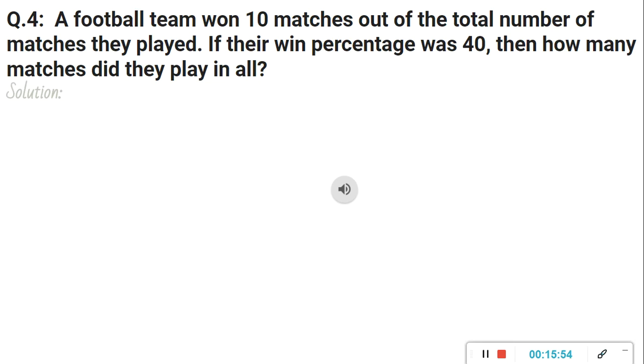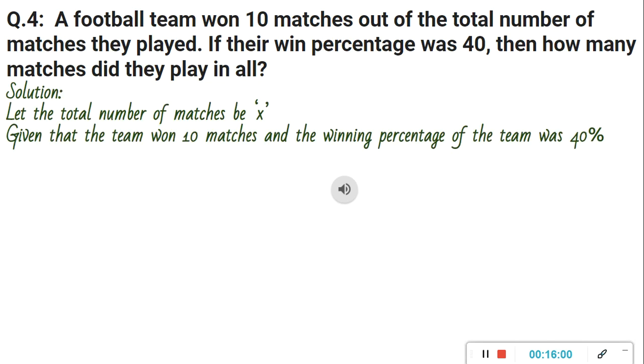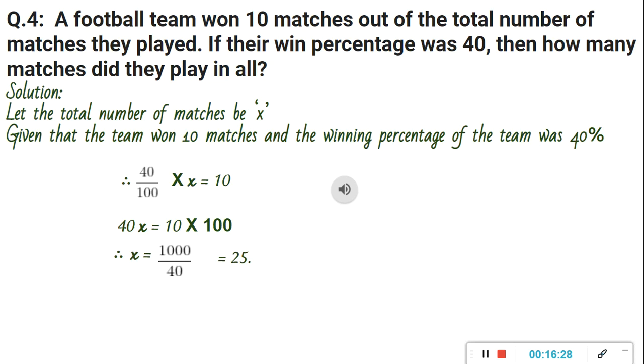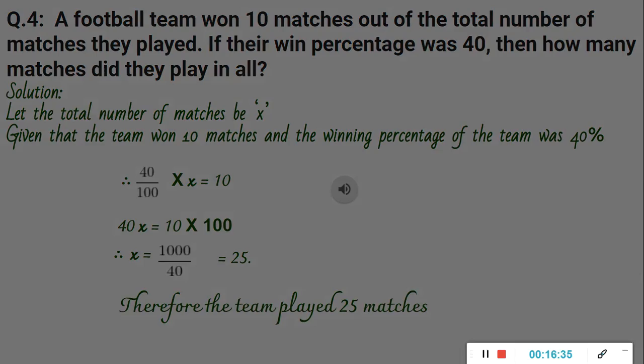So let the total number of matches be X. Given that the team won 10 matches and the winning percentage of the team was 40%. That means 40 upon 100 into X, that is 40% of X, is equal to 10. So here we can multiply 40 into X, that is 40X, and 100 will be shifted to the right side, that is 10 into 100. So X is equal to 1000 upon 40, that is equal to 25. So therefore the team played 25 matches, right?